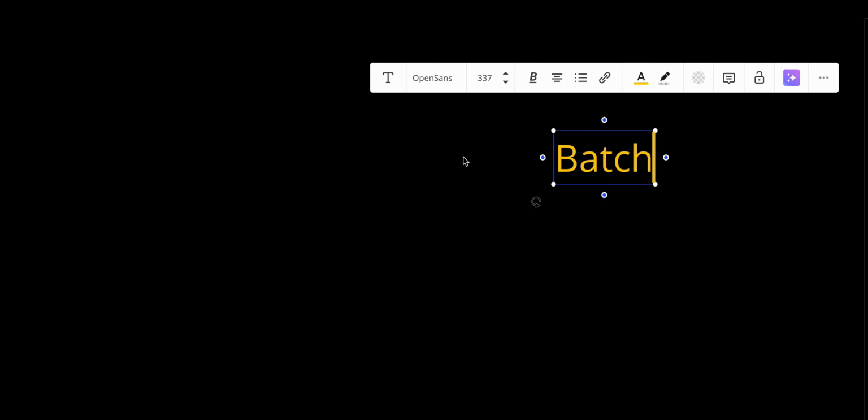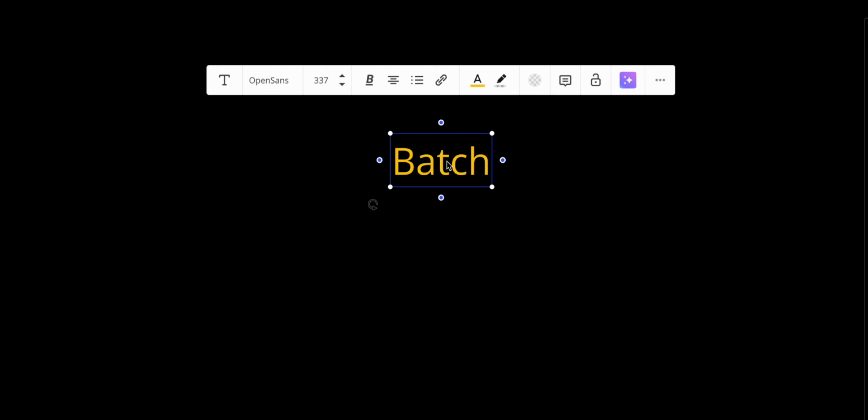Okay, let's start first with batch processing. Let's just go here and add text. So batch processing is about processing large volumes of data at once, usually at scheduled intervals. With batch processing, data is collected over a period of time and then processed together in one go.